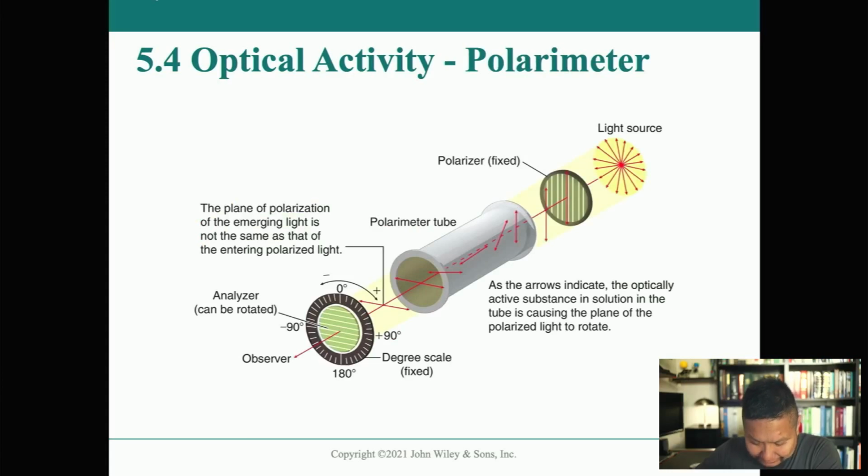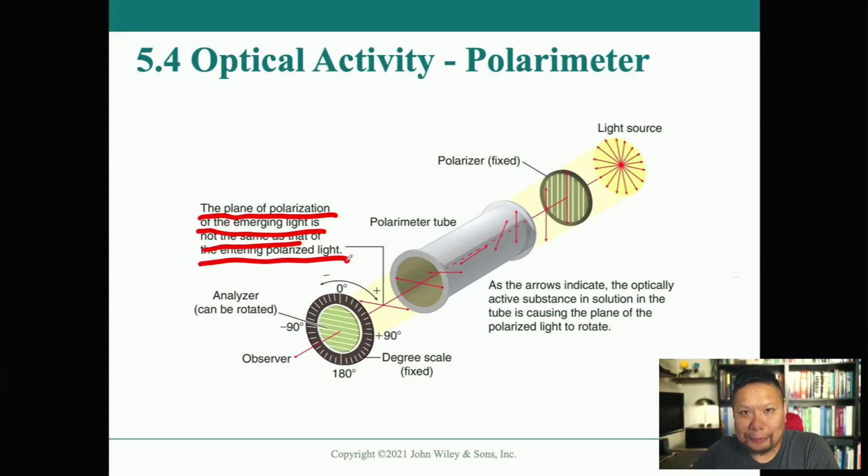Next, there's this thing called a polarimeter. In a polarimeter, the plane of polarization of the emerging light is not the same as that of the incoming polarized light. Remember in the previous slide, if I had a vertical filter and only vertical light could pass through, but then I had a horizontal filter, then the vertical light stopped because it couldn't pass through the horizontal filter.